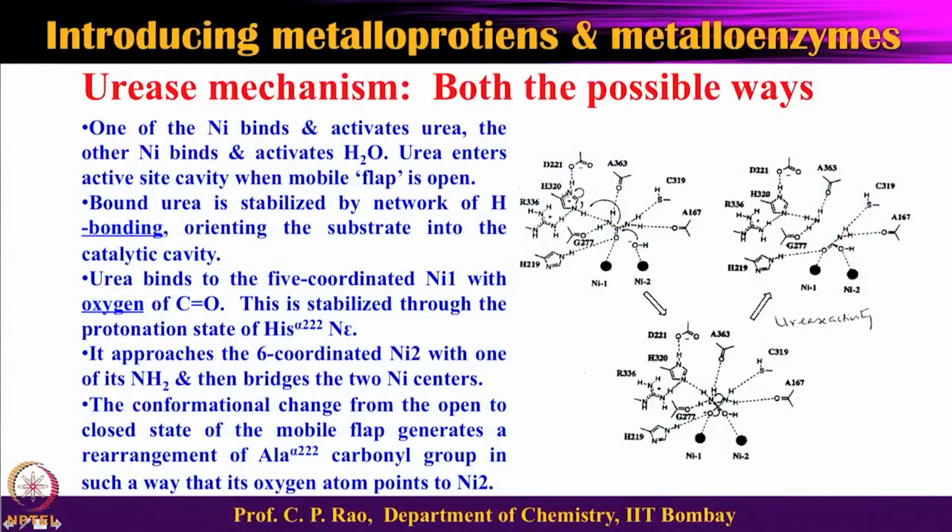So, therefore, all these units are utilized, number 1 to recognize urea, number 2 to lock in the urea, and this one is helping in the protonation part of it. Now, urea binds at the 5-coordinated nickel center, and this is further stabilized by the various groups that you have.